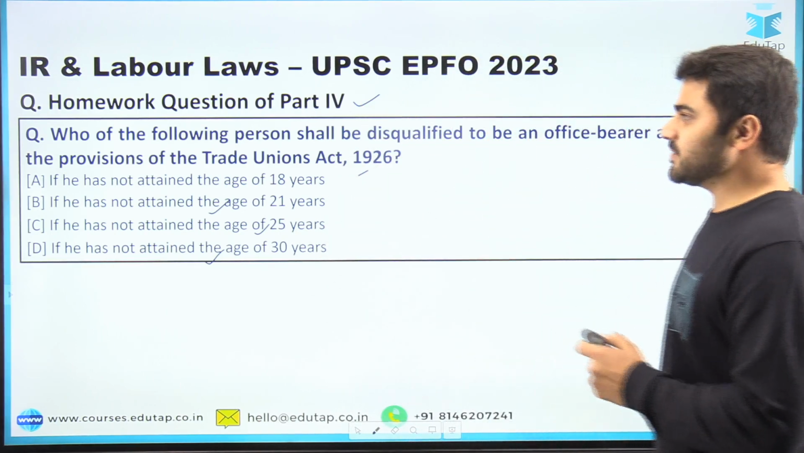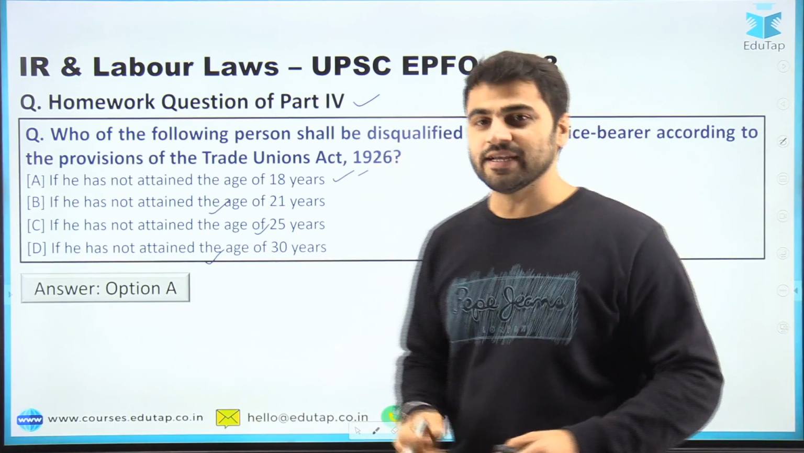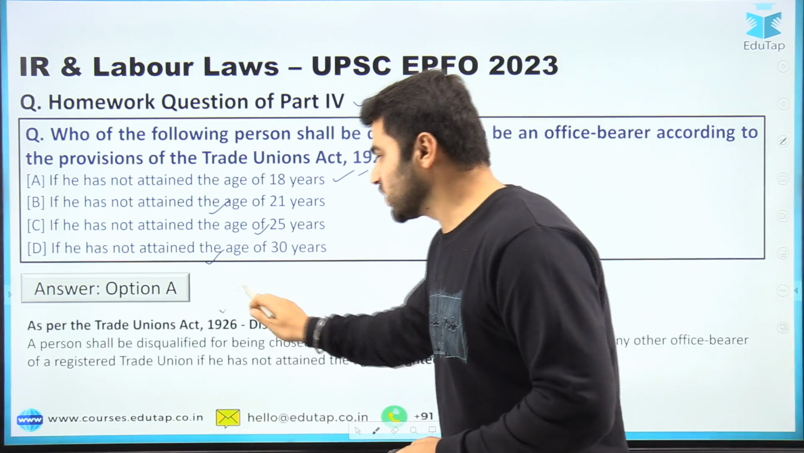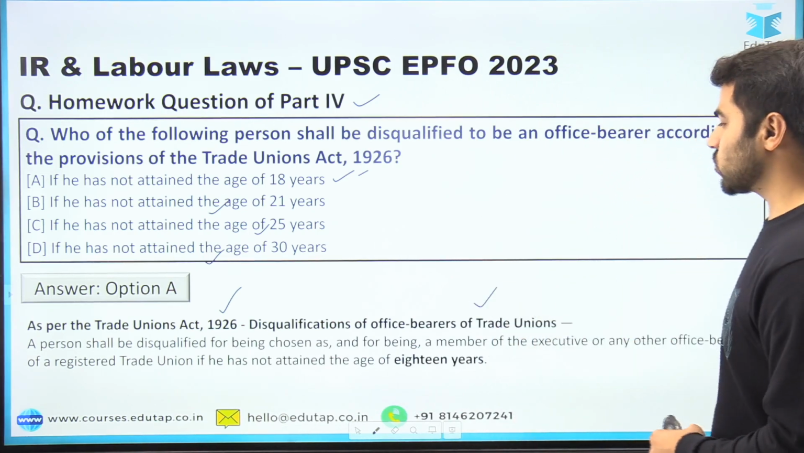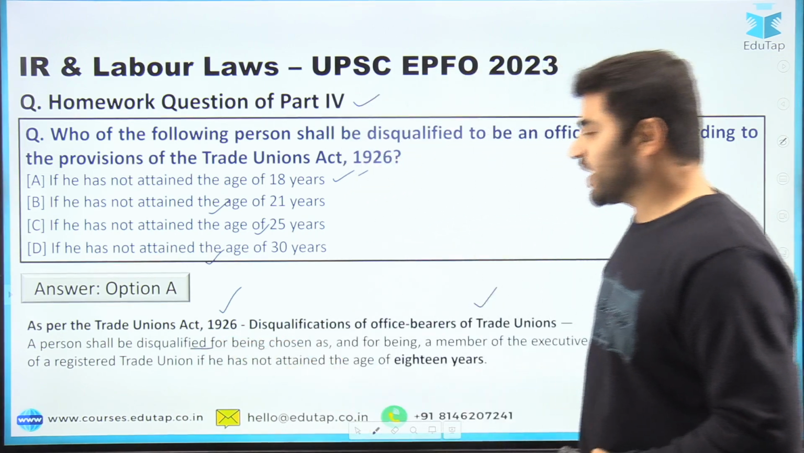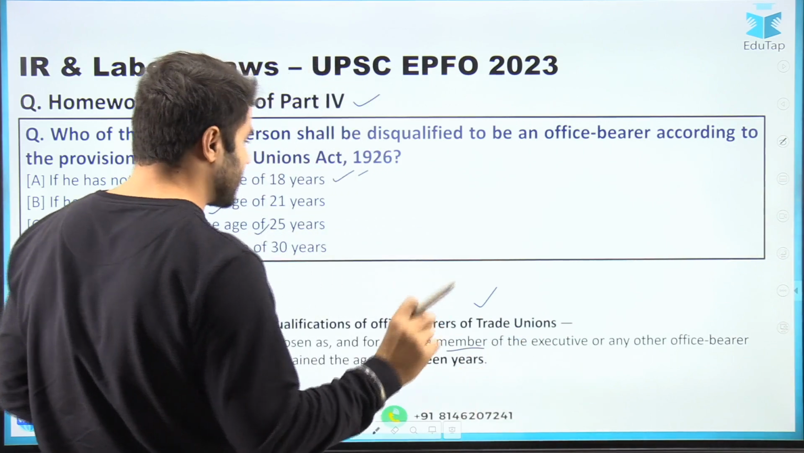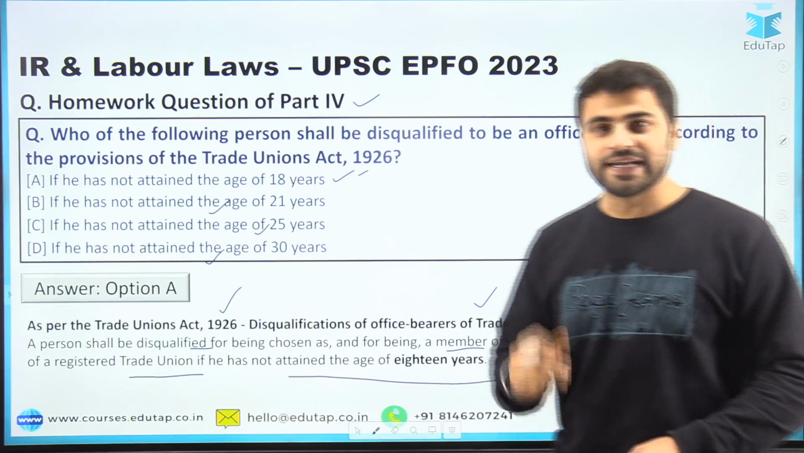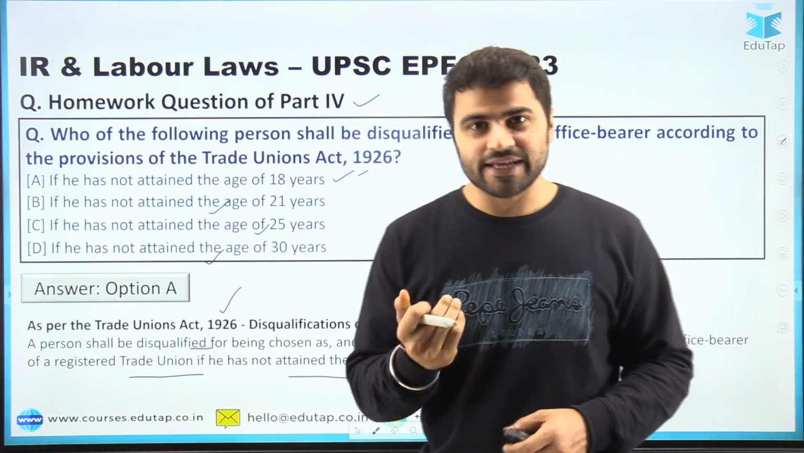So what is the right answer, guys? The right answer is option A, that is, if he has not attained the age of 18 years. If you read the provision under the Trade Unions Act 1926 on disqualification of office bearers of trade unions, a person shall be disqualified for being chosen as, and for being, a member of the executive or any other office bearer of a registered trade union if he has not attained the age of 18 years. This is very important and can be asked in the examination.